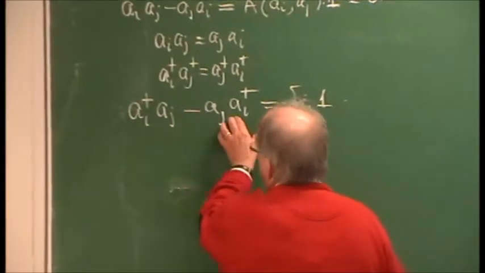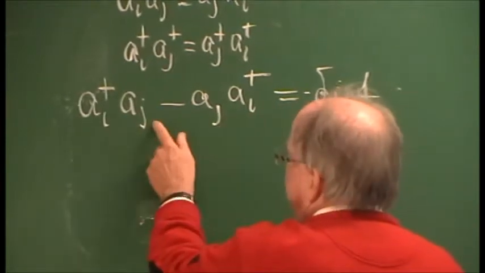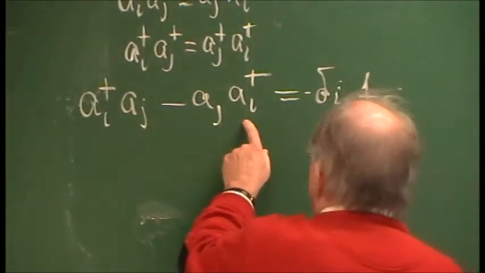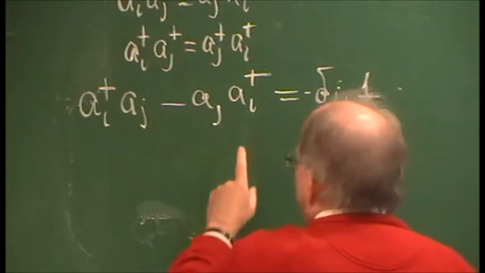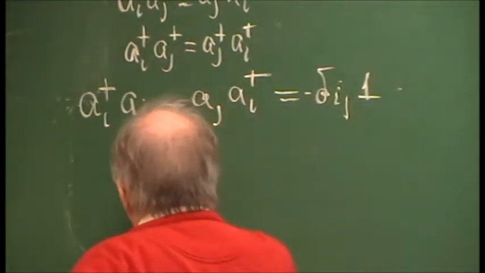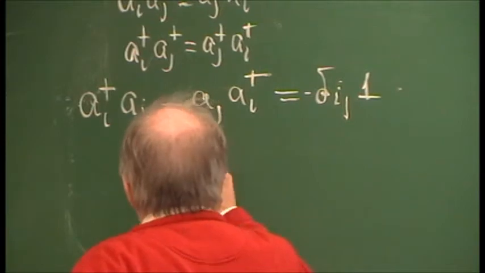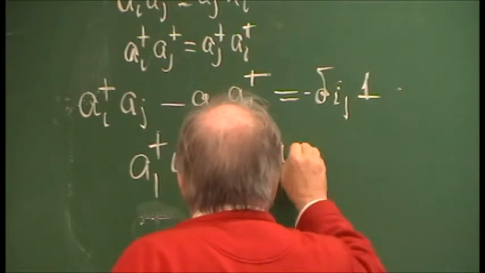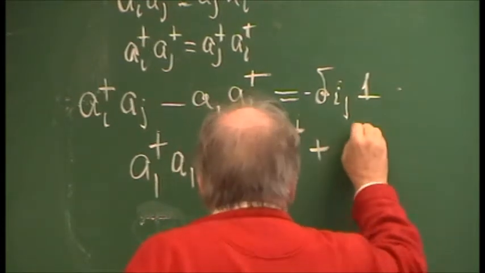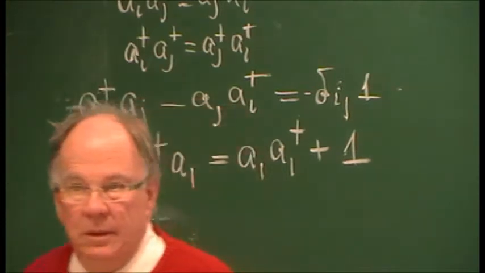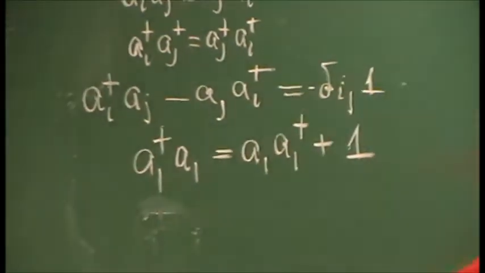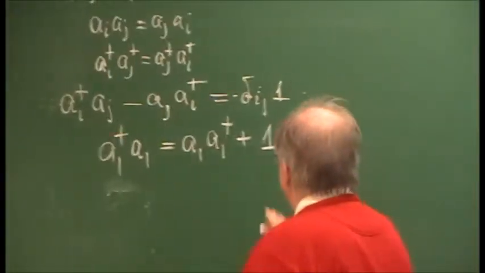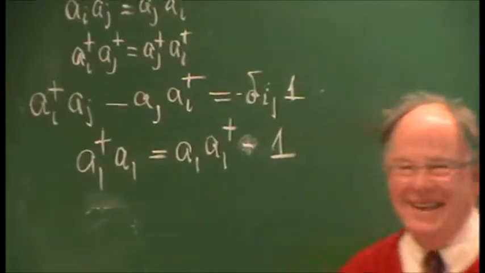So here's a relationship. They commute unless i is equal to j, but if i is not equal to j, then let's look at what happens. a_1 dagger a_1 is equal, just for fun, to a_1 dagger a_1 plus 1. Minus 1. Minus. I can't get it right.